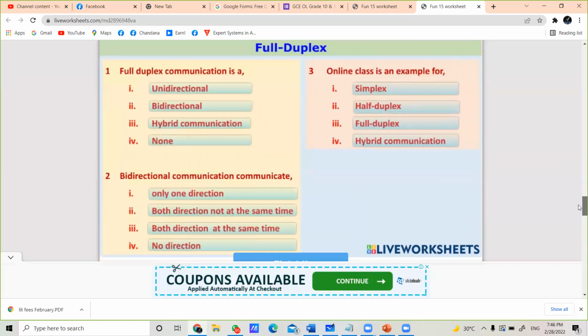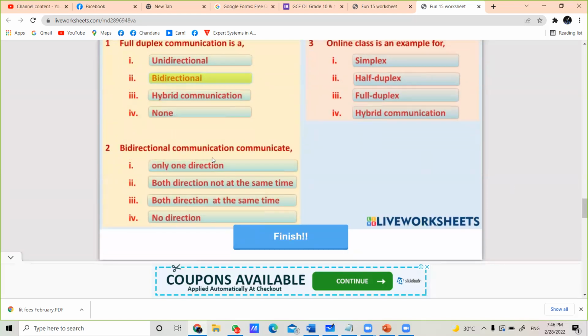Look at the answers for full duplex here. Full duplex communication is unidirectional, bidirectional, hybrid, or none. It is clear the answer is bidirectional. Then second question, bidirectional communication communicates only one direction, both directions not at the same time, or both directions at the same time. That's the answer.